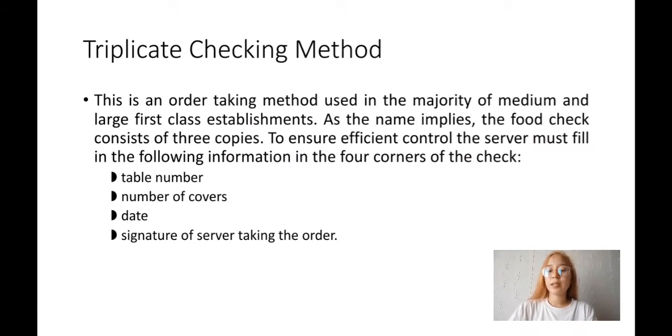So, next is triplicate checking method. So, sabi ko nga kanina, it consists of 3 copies and usually ginagamit siya in the majority of medium and large first class establishment. So, to ensure efficient control, the server must fill in the following information. So, dapat yung check is naka-indicate dito yung table number ng customers. Then, kasama na din yung number of covers at syempre yung date kung kailan sila pumunta sa restaurant nyo and signature ng nag-assist or ng kumuha ng order ng customers.